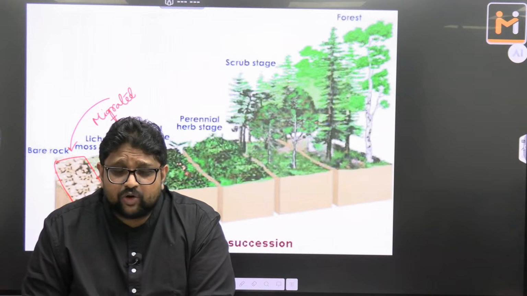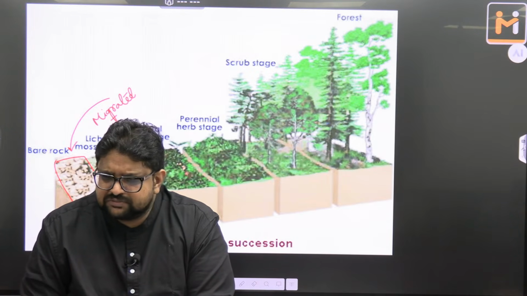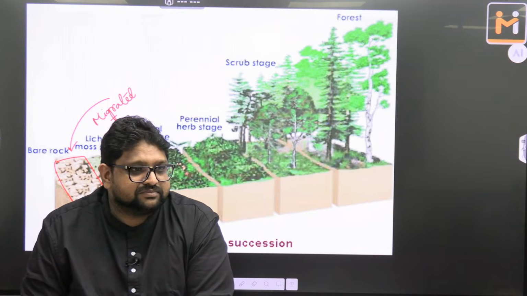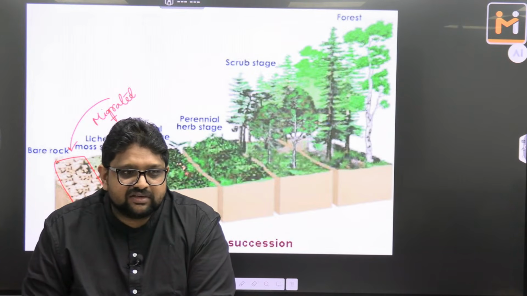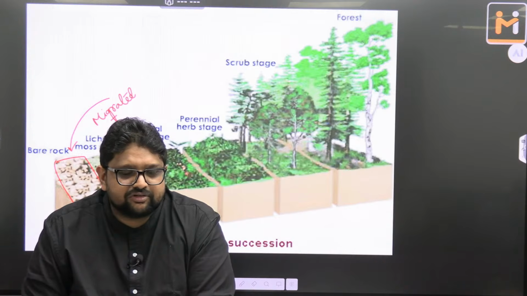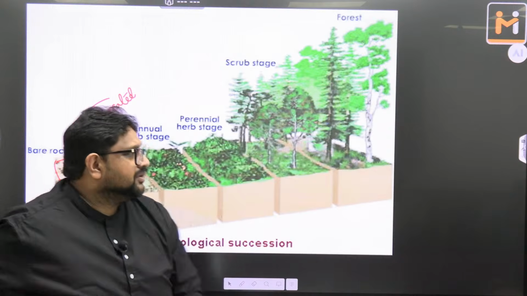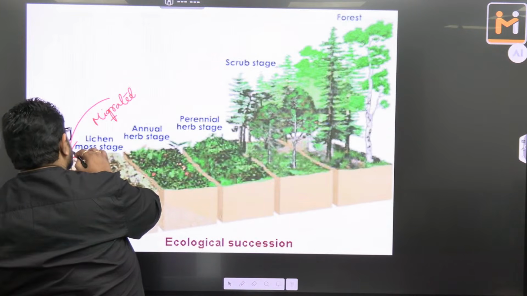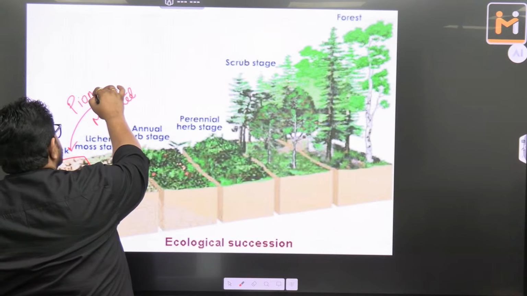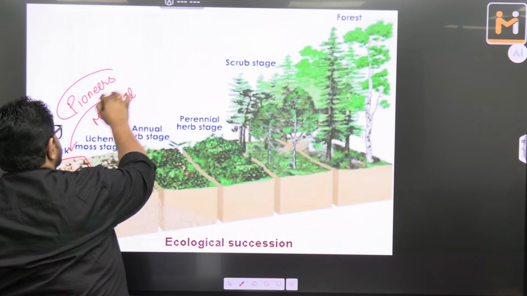But establishing in a hostile, very tough environment is very difficult, because there is no water, no nutrition, no soil nutrition. If there is nutrition they can survive, but there is nothing, yet they have to survive. So a single organism cannot survive. So the first organisms which migrate and come here are called pioneers.